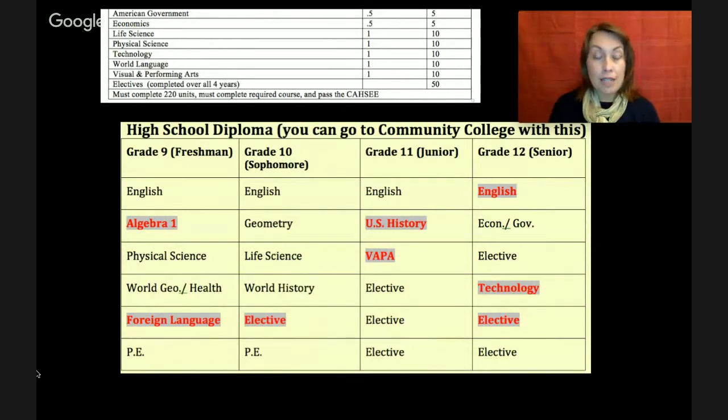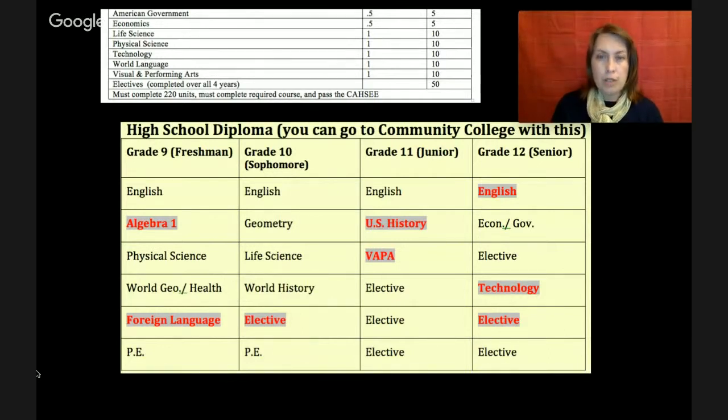Now, the electives in high school are much more exciting and interesting than in middle school. You have a lot more choices. You can take photography, you can take creative writing, you can take weightlifting. There's all kinds of options for electives because you need them to graduate. So electives give you a lot of choice.